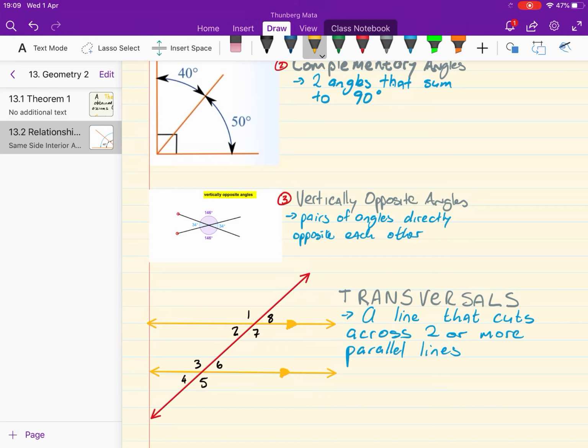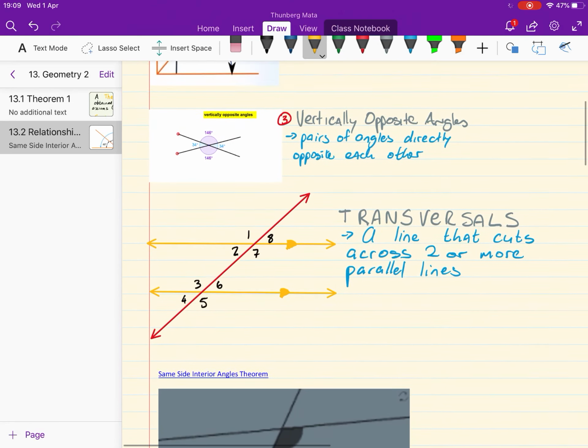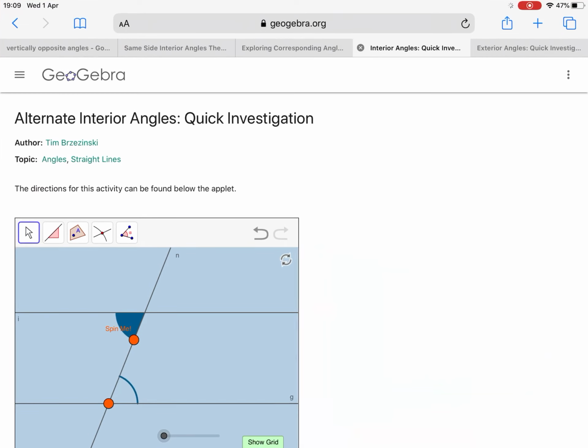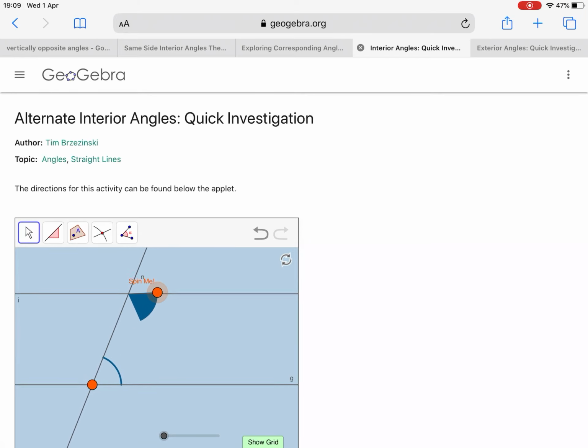The transversal is a line that cuts across two or more parallel lines. So the transversal there is the red line. And we can see that I've marked 8 different angles. I've marked them 1, 2, 3, 4, 5, 6, 7, and 8. For the sake of simplicity, that's how I've named them in this video.